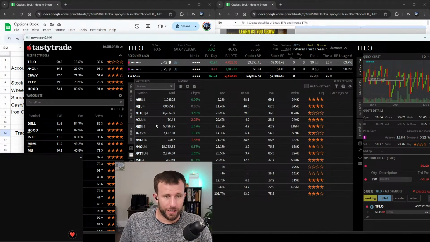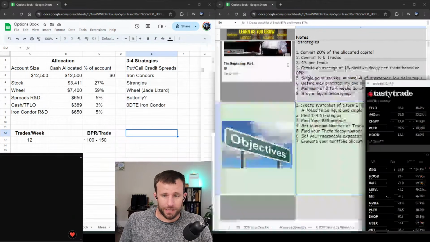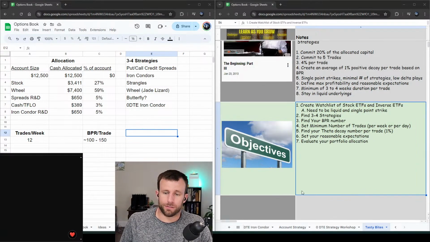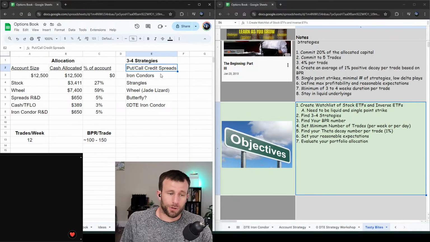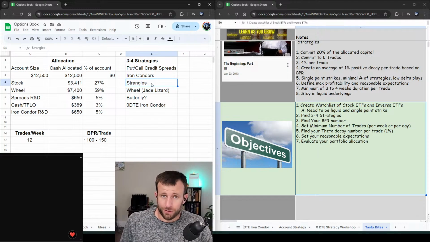Of course, we need liquidity. That was brought up many times. So that was one big thing; it actually took me most of my time getting that done. Finding 3 to 4 strategies. I'm doing a put call spread, credit spread there. Iron condors, I want to get more involved in that. And even maybe strangles on some small dollar stocks. That's something that they bring up as well on TastyBites.